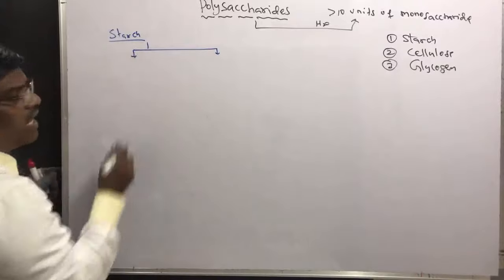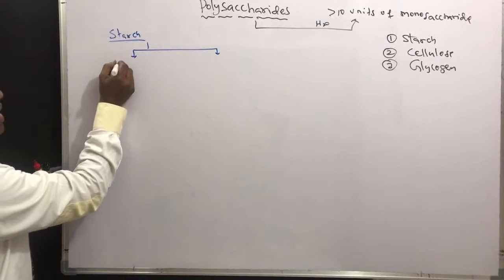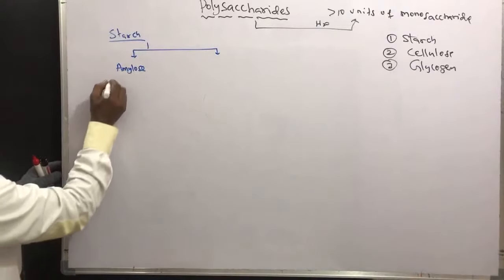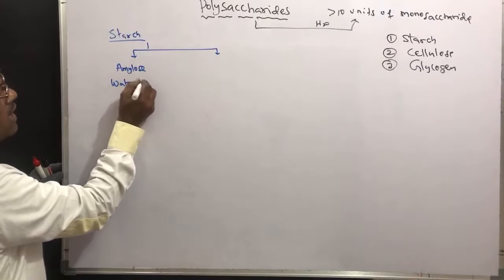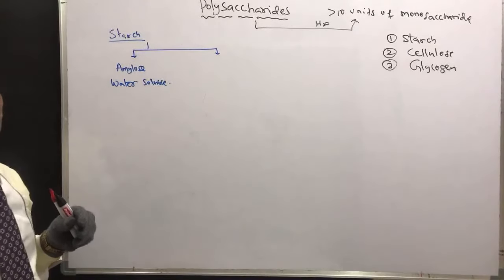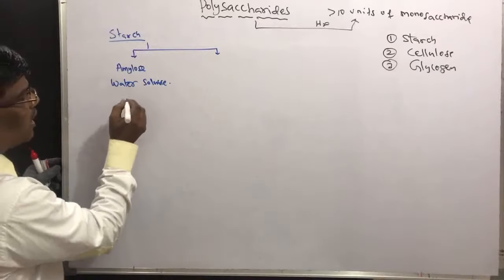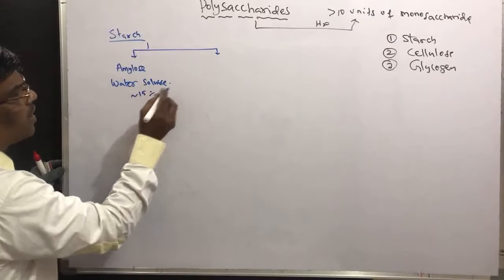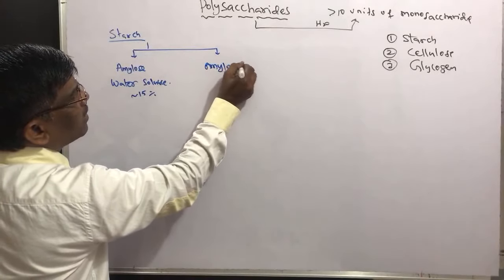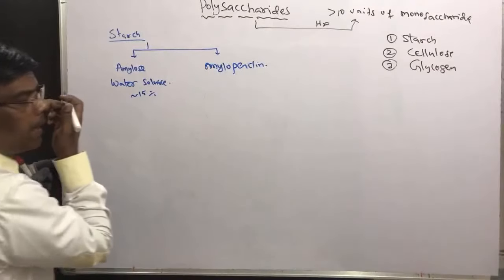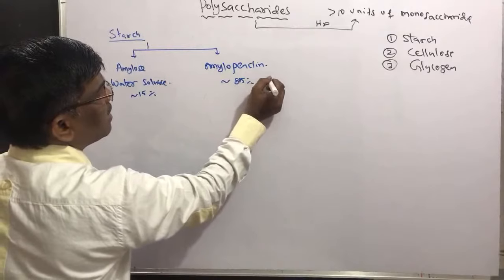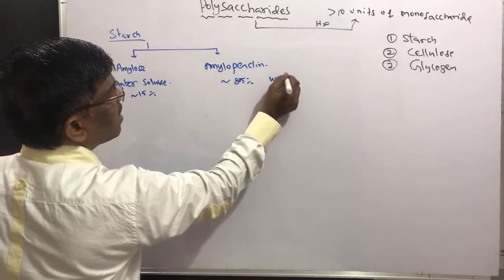One is amylose polysaccharide. Amylose, this part is water soluble. It is easily soluble in water. So this water soluble part is around 15%. And remaining is going to be amylopectin. Amylopectin is going to be about 85%, and it is water insoluble.